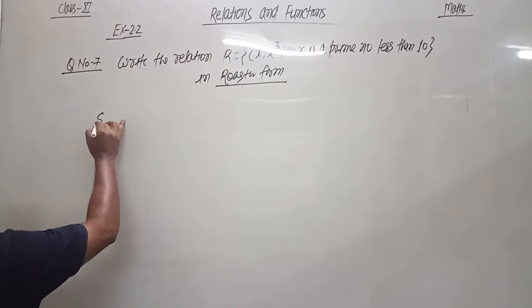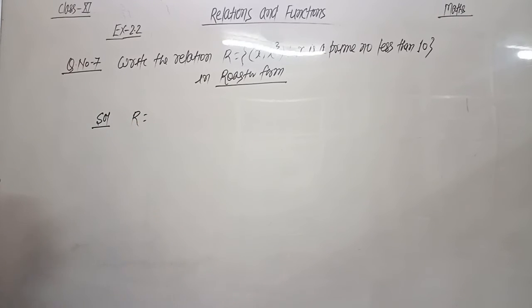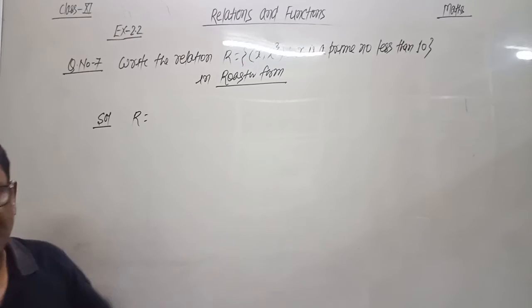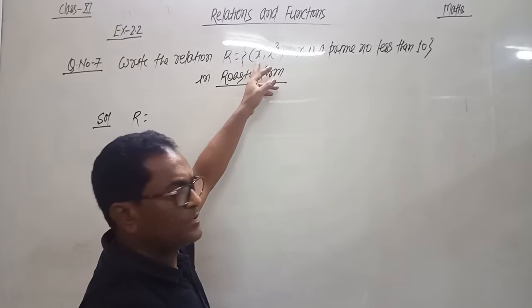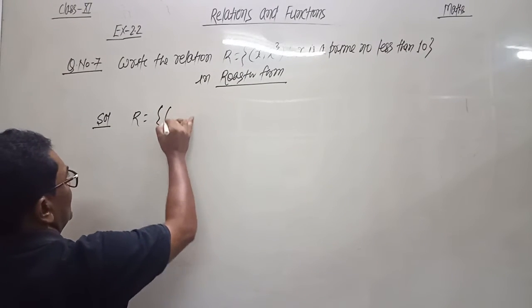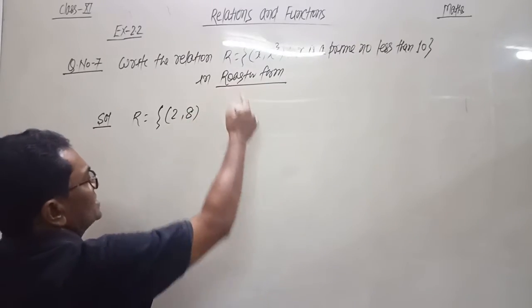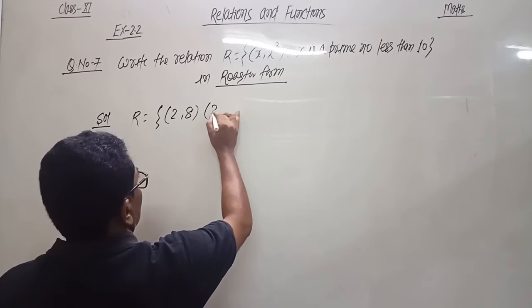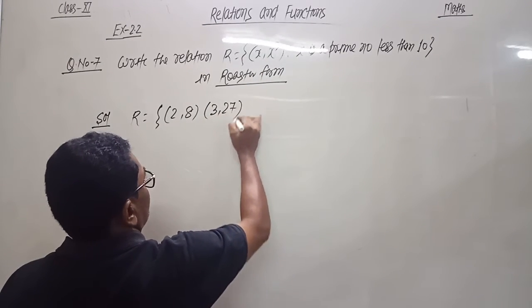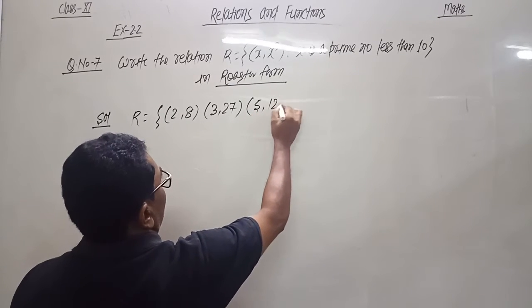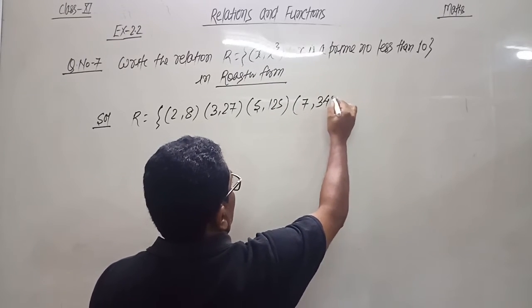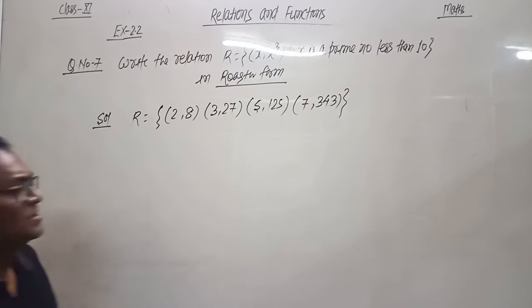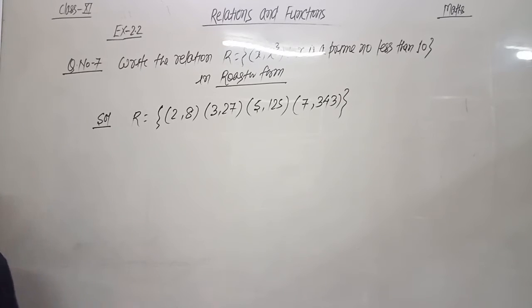So the first prime number taken is 2. The prime numbers less than 10: 2 is a prime number, 3 is a prime number, 5 is a prime number, 7 is a prime number. So we will put the value of x. When x equals to 2, the value of x cube becomes 8, 2 raised to the power 3. When x equals to 3, we get x cube as 27. When x is 5, we get 125. For the next prime number less than 10, 7, we get 7 raised to the power 3, 343. So this is the relation written in roster form.